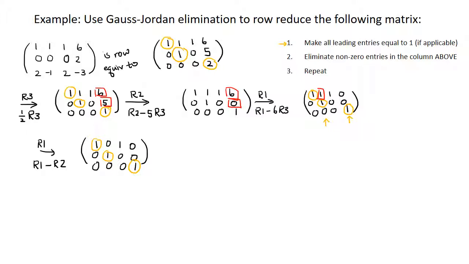So if we look at column 1, this pivot is the only non-zero entry. If we look at column 2, again, our pivot is the only non-zero entry. And if we look at column 4, our pivot is the only non-zero entry. And so this thing is now in reduced row echelon form.